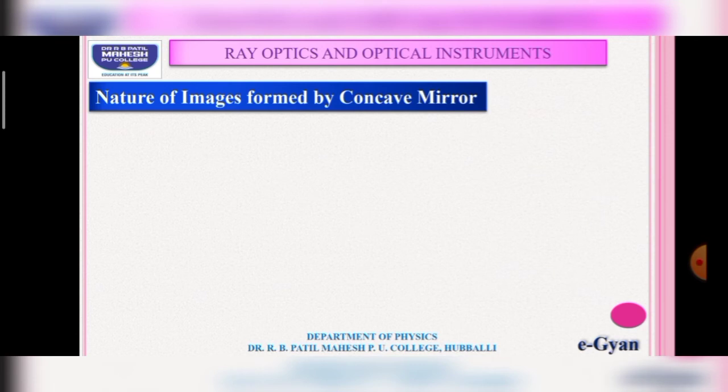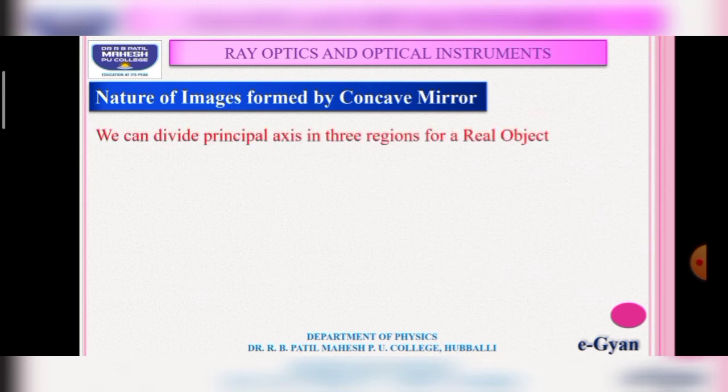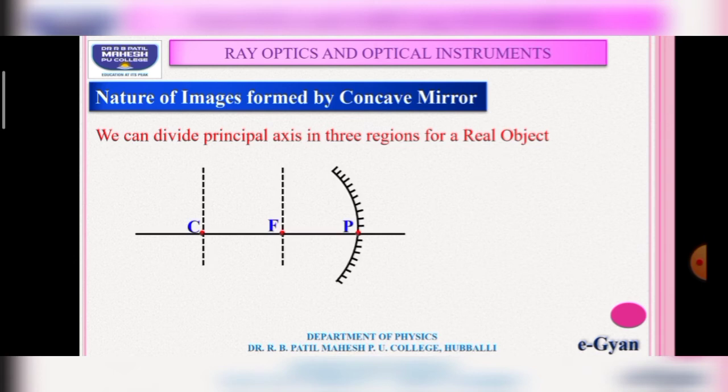Okay, next let us see the nature of images formed by concave mirror. We can divide the principal axis into 3 regions for a real object. This is the mirror, this point is the pole, this one is the principal focus, and this point is the center of curvature. I am going to divide this into 3 parts. One is beyond C, the second region is between C and F, and the third one is between F and P.